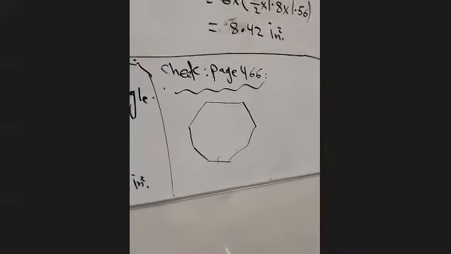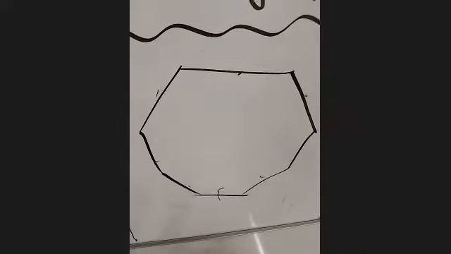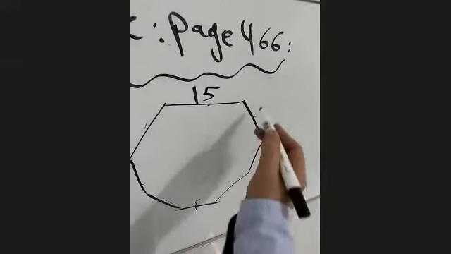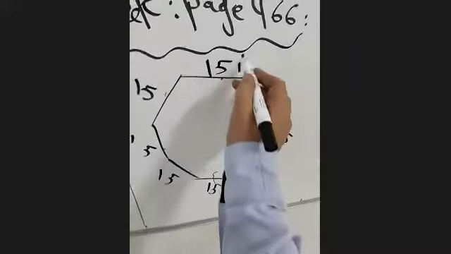And each side of them, the question said, is with how much? I'm asking about each side. Each side of them is how much? 15 inch. Each side is 15 inch, means all of the sides have the same what? Same length, 15. All of them 15 inches, right? Yeah, right.